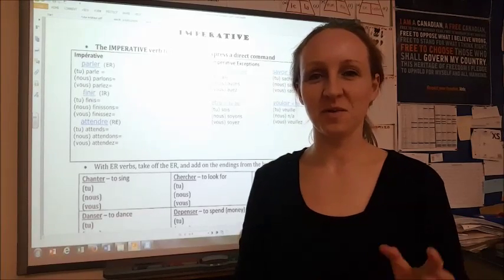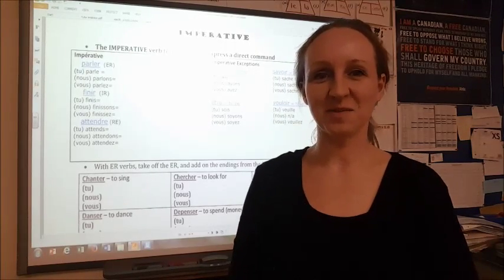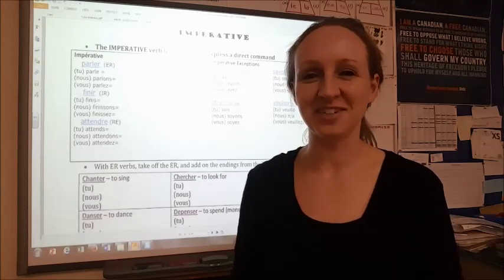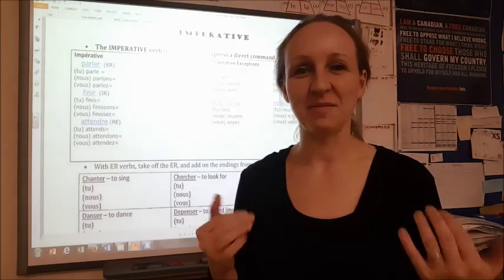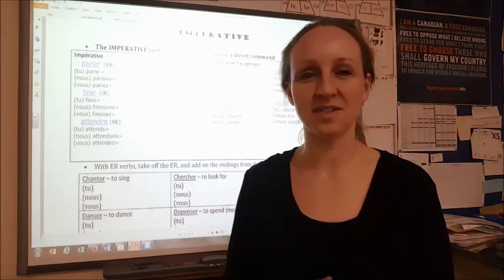Hi everyone, today we're going to talk about the imperative verb tense. I find this one a bit of a trickier verb tense. I know I probably shouldn't, but I don't like it. It's a command, you're giving an order to somebody.